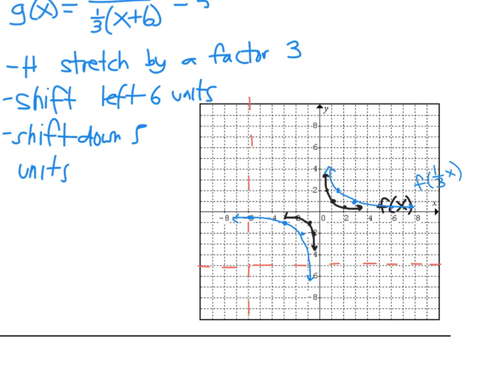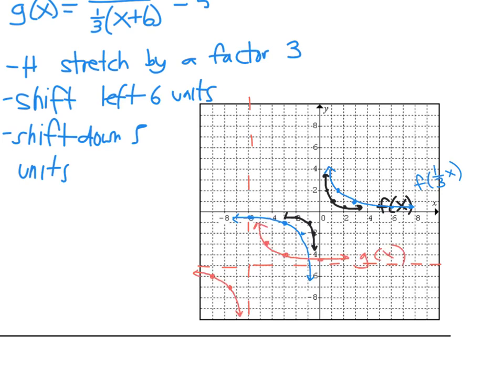When I transform them or shift them, I should have one arm here somewhere and one arm here. So go ahead and take these new key points on the blue graph and shift them left 6, down 5, and then come back and check your work.